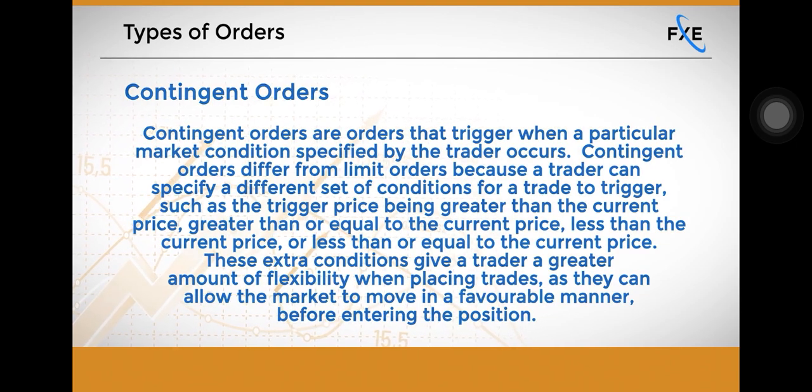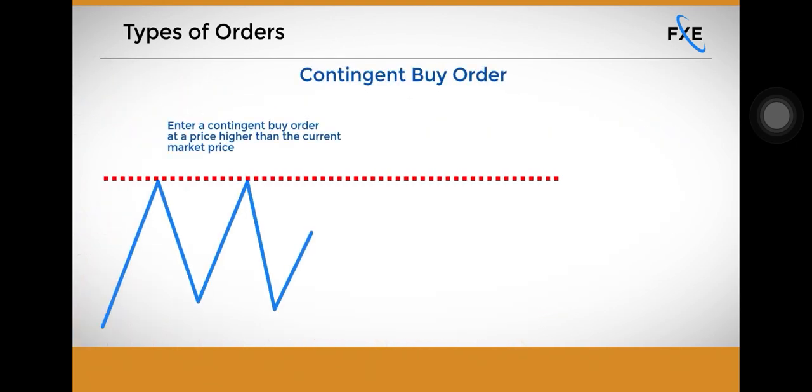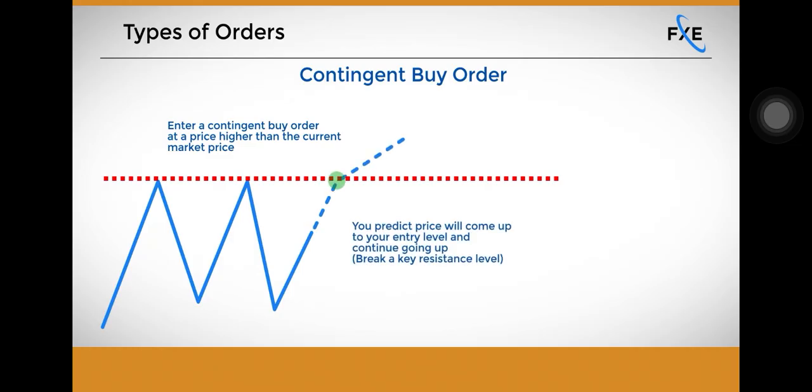Let's first look at contingent buy orders. When you use a contingent buy order, you're attempting to buy at a price that is higher or worse than the current price. Although you can place a contingent order to buy at a price lower than the current price, this can be achieved with a standard limit order. There are a few reasons why you could use this type of order, but the most likely is that you have identified an area of resistance that you would like to see broken prior to you attempting to go long, expecting that price will continue to move up if the zone is broken.